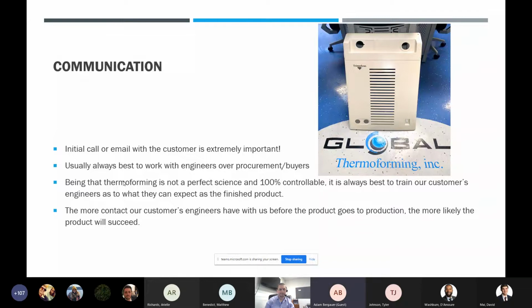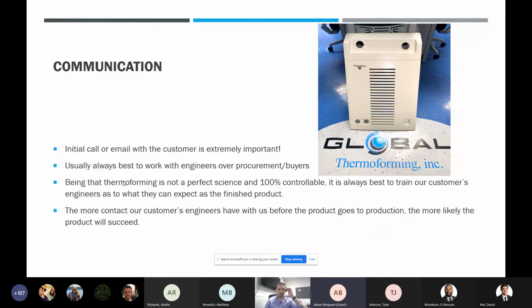There's a new customer that we have out here called Nikola Motor. They're making electric semis. I'm not sure if you guys have heard of them or not, but they're basically competing with Tesla to see who's going to make the first electric semi and bring it to market. So those are some of the big parts that we form out here.